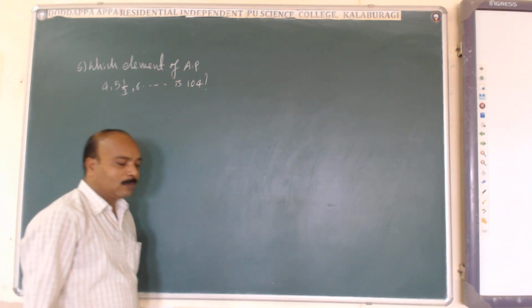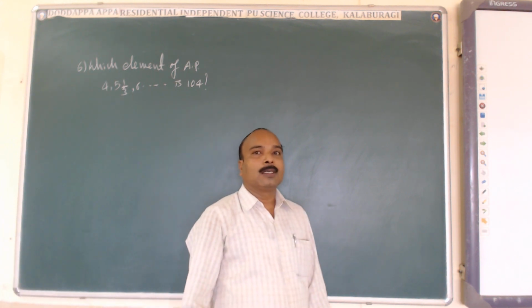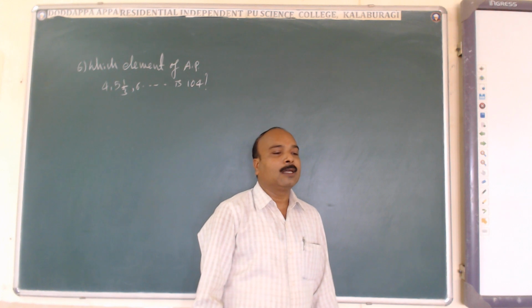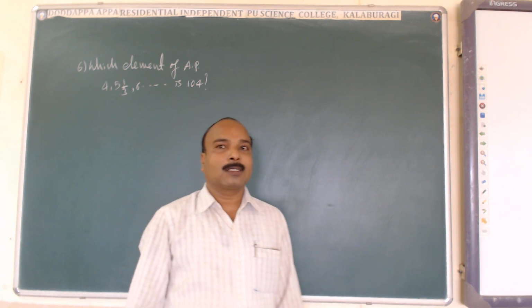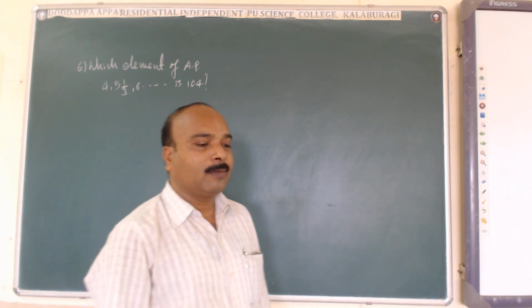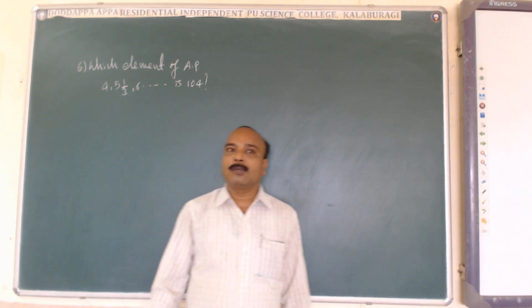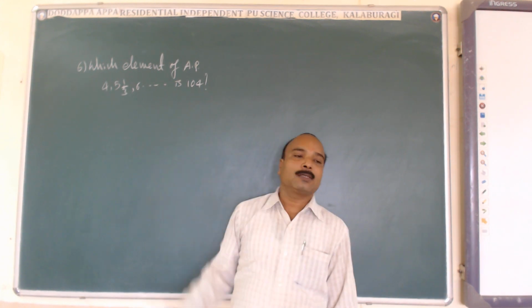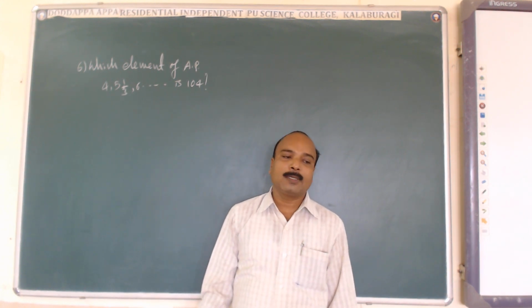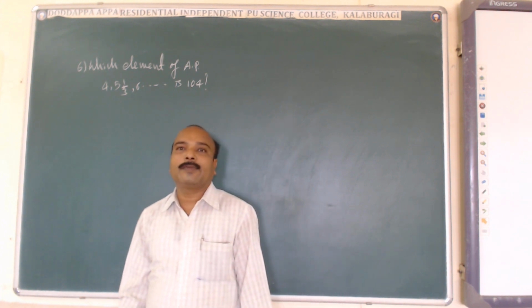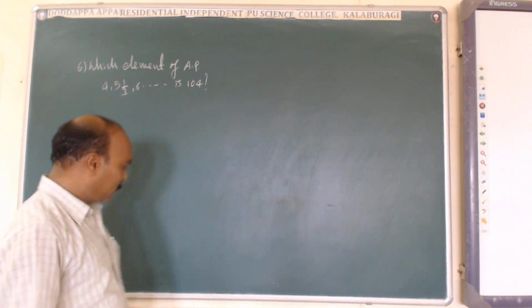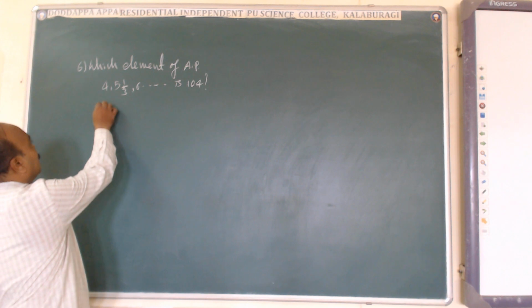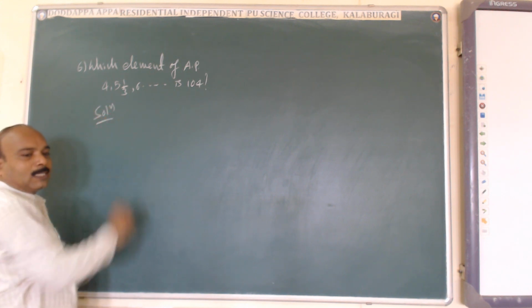It is similar to that question, but it is totally different. In the previous question, they gave the sum as minus 25, but here they did not give the sum, they gave the last term as 104. Using that value, here also we find the value of n. So for that, we take the given condition.